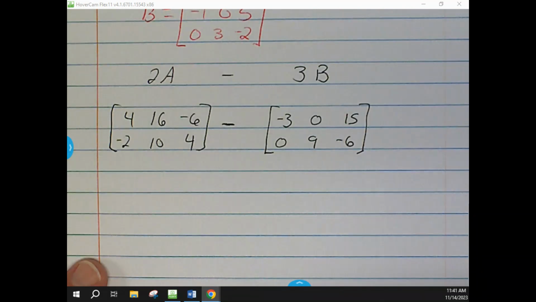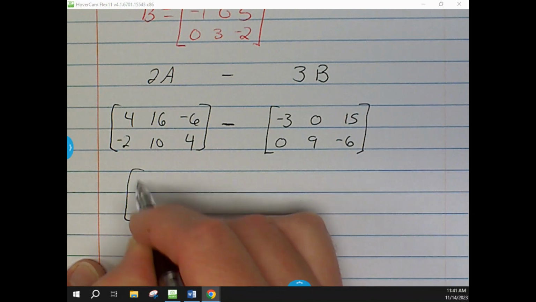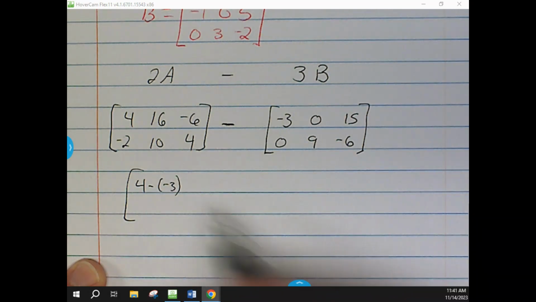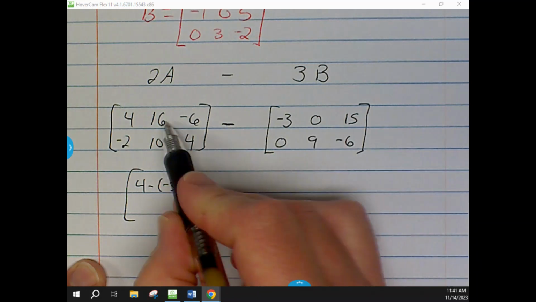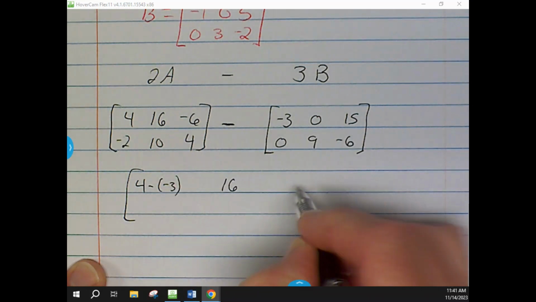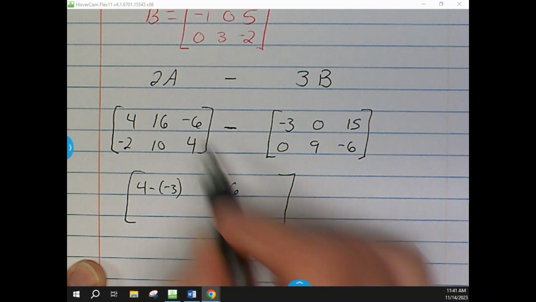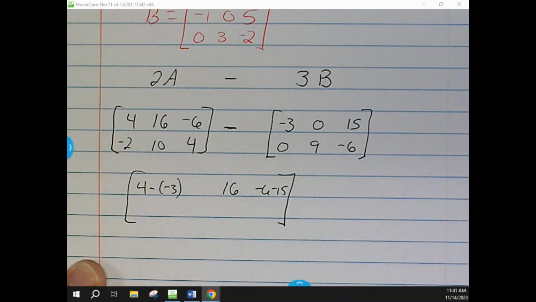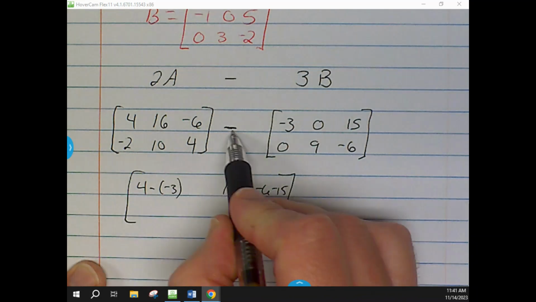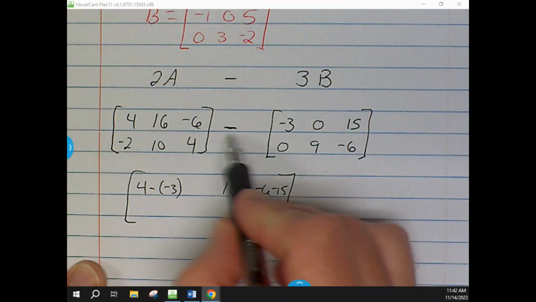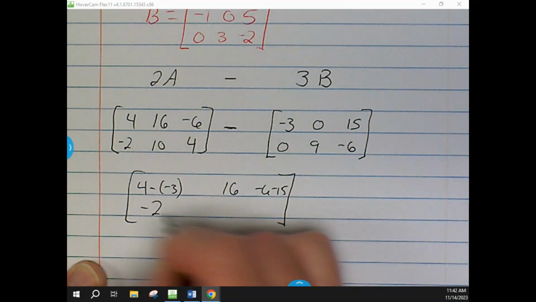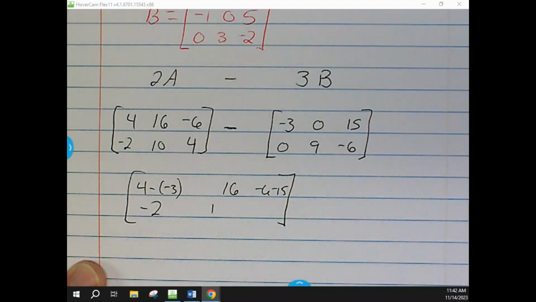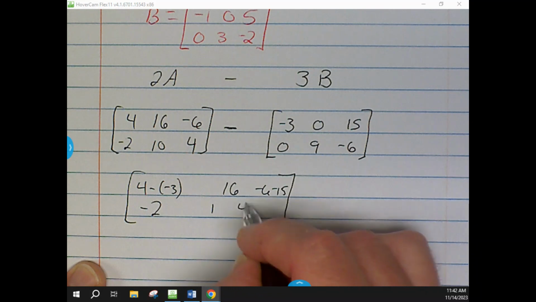So for subtraction, it's 4 minus negative 3. It's 16 minus 0, that's just 16. It's negative 6 minus 15. It's negative 2 minus 0 on the bottom, which doesn't change anything, so that's just negative 2. It's 10 minus 9, which is 1. And then it's 4 minus negative 6.